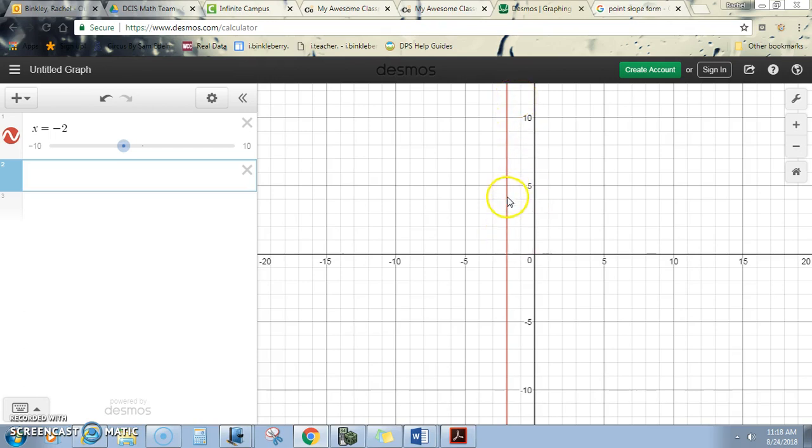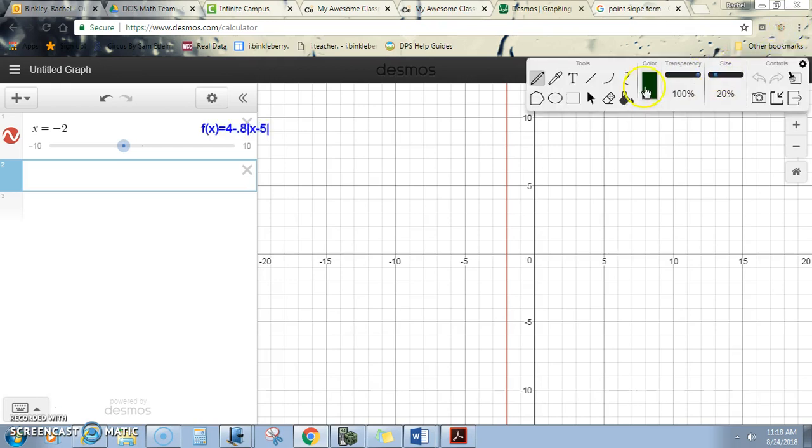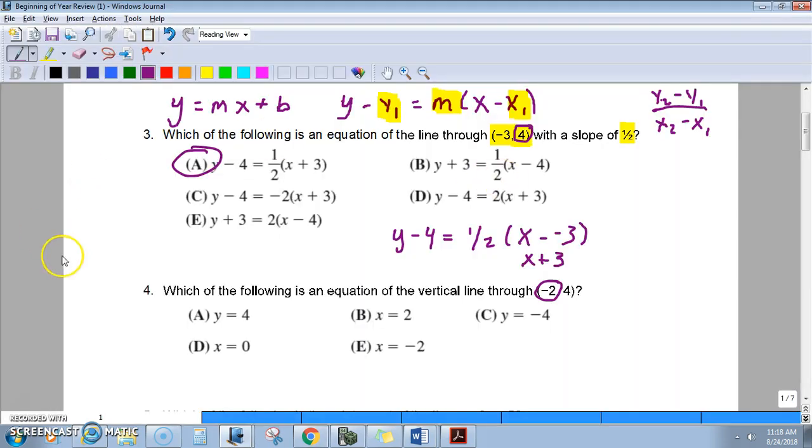The point -2, 4 is going to be, I think I can write on this, -2, 4 is going to be right here. Okay, so it obviously goes through that point. It's a vertical line, and the answer is going to be E, x equals -2. Now, if instead it had said horizontal line, the answer would be y equals 4. And see how they're trying to trick you there? Because y equals 4 is actually an answer there, but only if it had said horizontal.